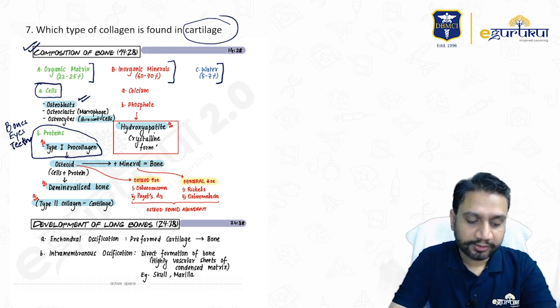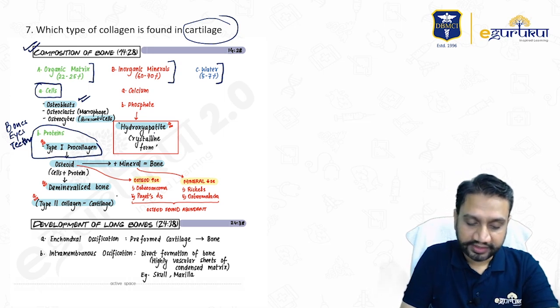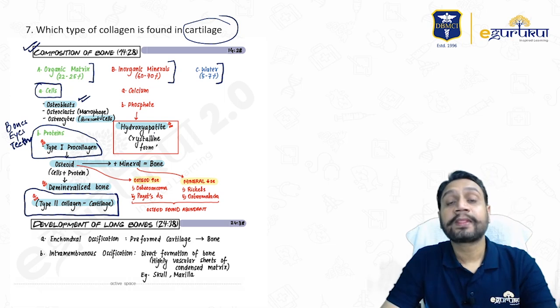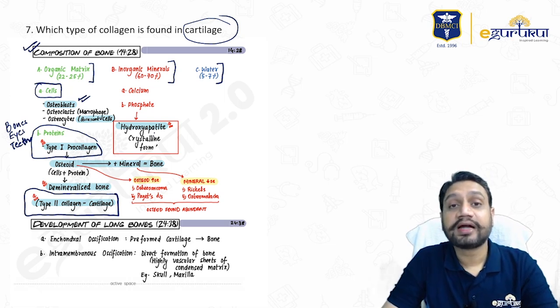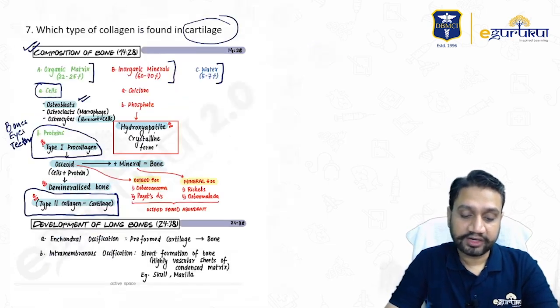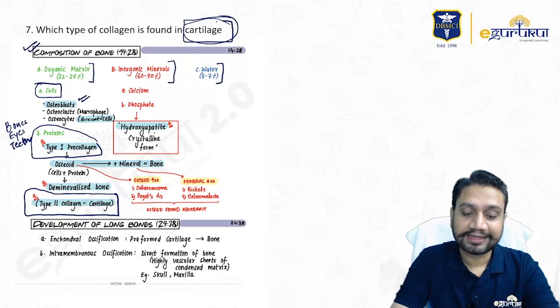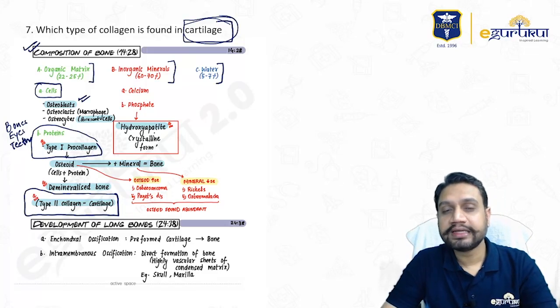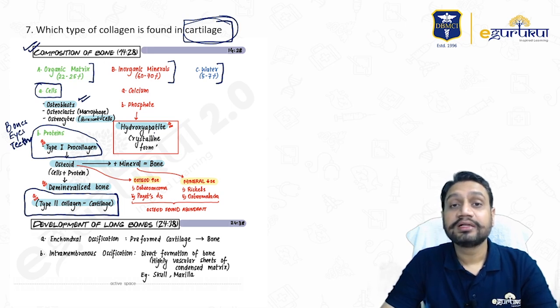But they have asked you about type 2. Where is type 2? The type 2 collagen is found in cartilage. Remember this, whenever they ask you about cartilage, it is type 2. The bone, the eyes, the teeth, the ligaments, the joints, all these have type 1 collagen, and this type 1 collagen is secreted by the blasts only.